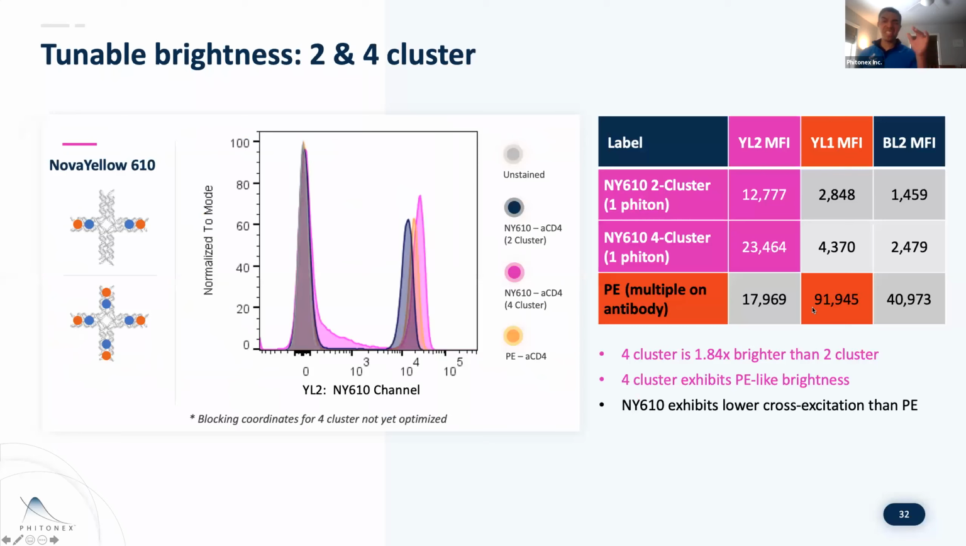So for what it's worth here, this is this Nova yellow, and now what we're doing is comparing the 2-cluster to the 4-cluster. And you can see, in fact, it is twice as bright. Because I see some of the names on this, and I know you guys are smart enough to look at this and ask me the question, I'll try and get ahead of it, which is, Mike, why do you have such high background off the 4-cluster?